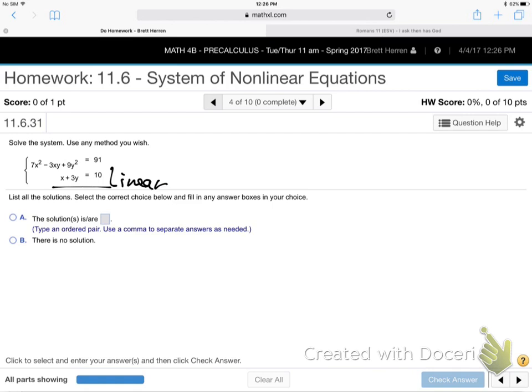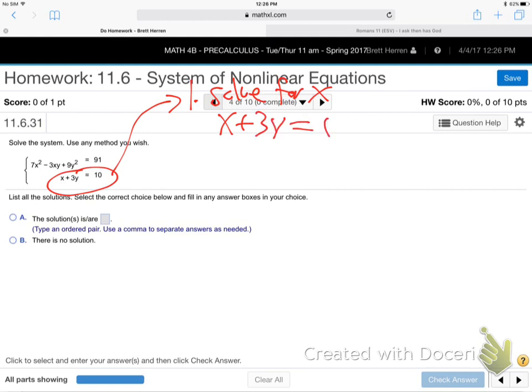Remember, you pick the easier one, start with it, solve for x or y, and plug into the harder one. So which one would be easiest to solve for in that linear equation? Well, x, right? Because for y you'd have to divide by 3, and we'd have fractions. We don't want to go there. So start with that linear one, solve for x. Let's do that. So we've got x plus 3y is 10. Grab the 3y, jump it over. x equals 10 minus 3y. So I've got x alone.